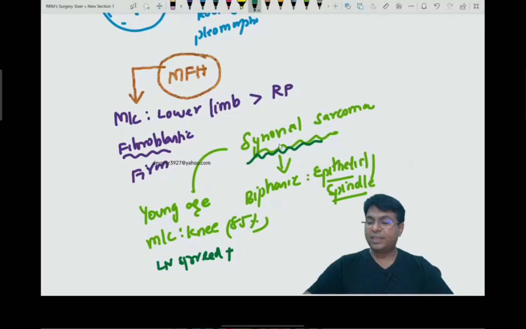Nodal mets are present. They spread to the GIT and respiratory tract. If there is a GIT obstruction or respiratory tract obstruction, we have to do surgery. It is usually associated with HHV8, a herpes-like virus; HHV8 infection is associated with AIDS-associated Kaposi sarcoma. So please don't forget this point.